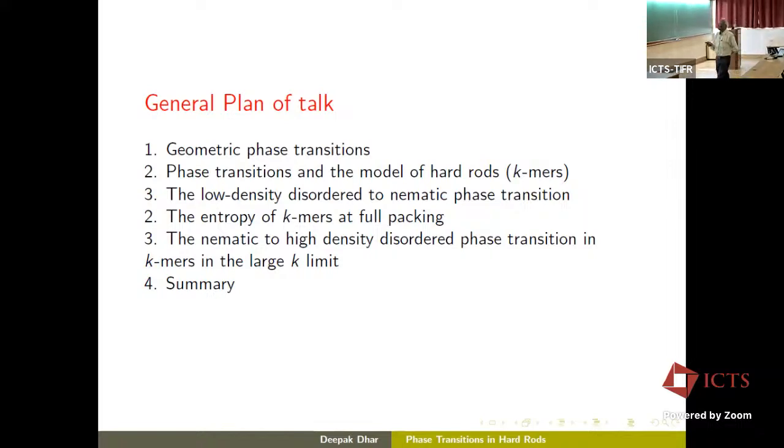We start by discussing the entropy of k-mers at full packing. If you take these k-mers on a lattice, let us take Z^d, the d-dimensional hypercubical lattice, how many ways can you pack it fully? We try to get an estimate for this entropy. And then there is a nematic phase transition, a phase transition from the nematic phase to the high density disordered phase. I will discuss this and then summarize.